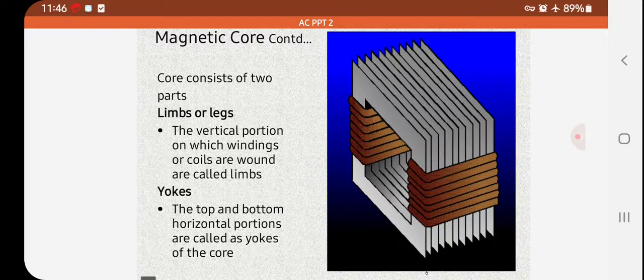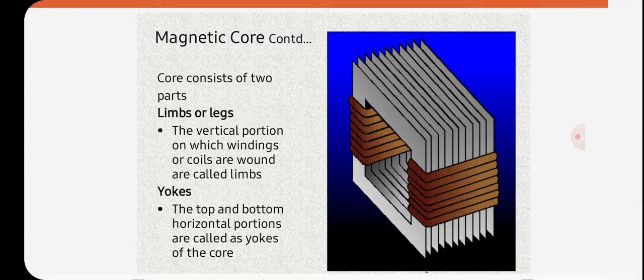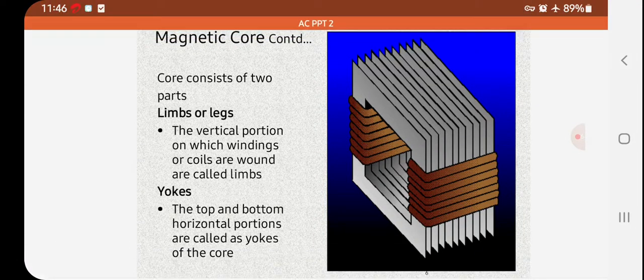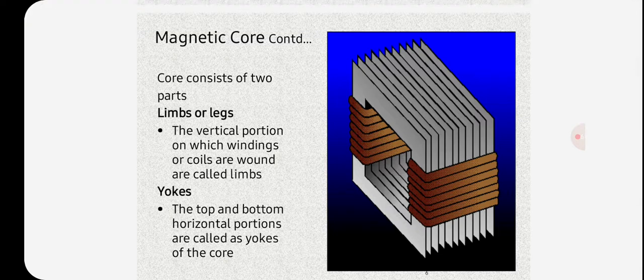So in this diagram, the top and bottom of the core is called the yoke, and the portions surrounded by windings are called limbs or legs. So using limbs and yoke, the magnetic circuit will be a closed path.